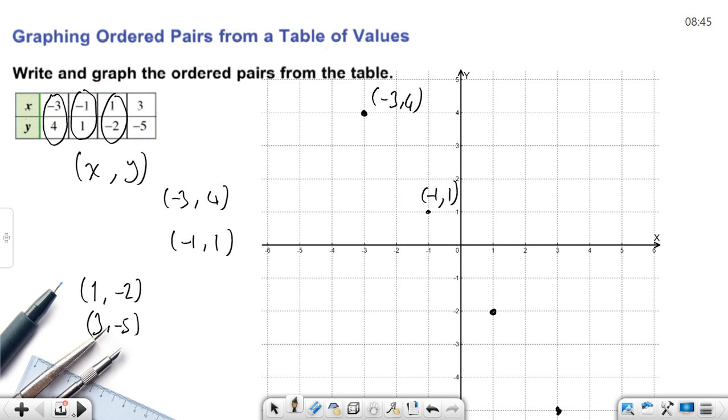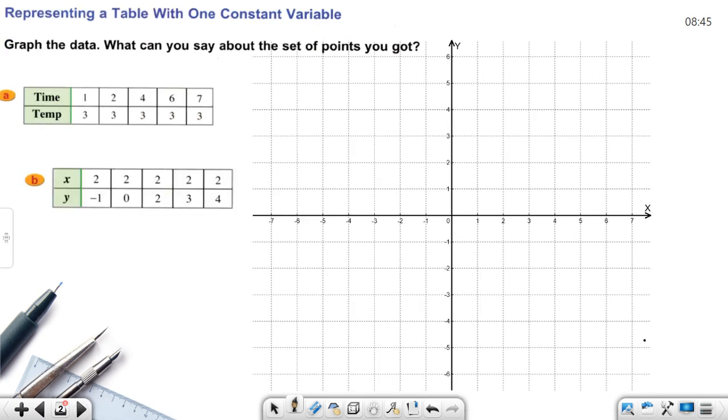That's the first thing you need to understand: locate the points. Let's give another example, time and temperature. As you see, the temperature is constant here. It doesn't change, so it's all the time 3. And don't forget, when we talk about time, the x-axis always shows time. So these are x values, these are y values.